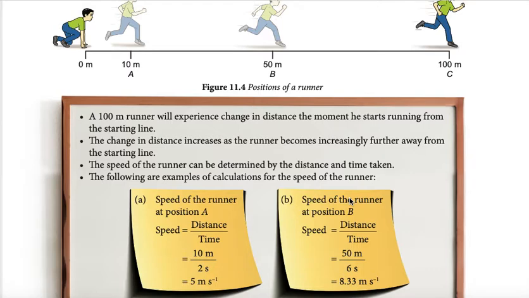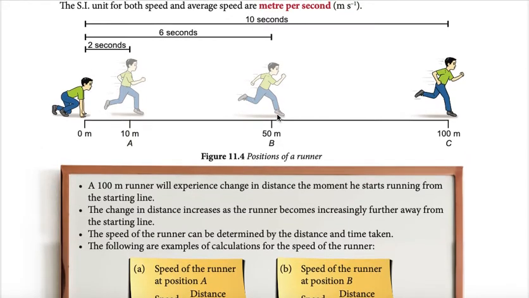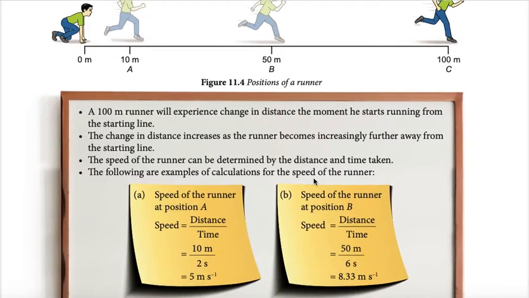Okay, so by referring to this diagram, the runner at position B travel about 50 meter in just 6 seconds. Dalam tempoh 6 saat, dia boleh capai pada jarak 50 meter. Therefore, his speed at the position B is 50 meter divided by 6 seconds. Then you will get 8.33 meter per second.